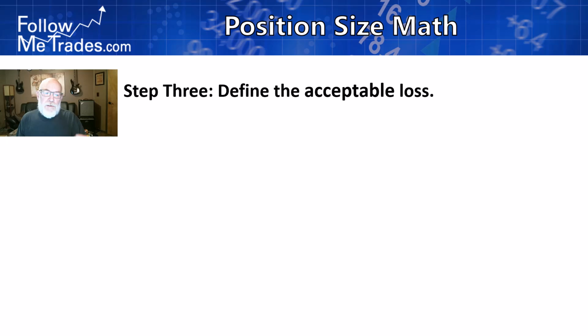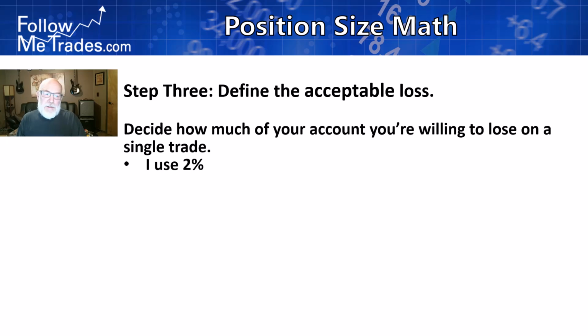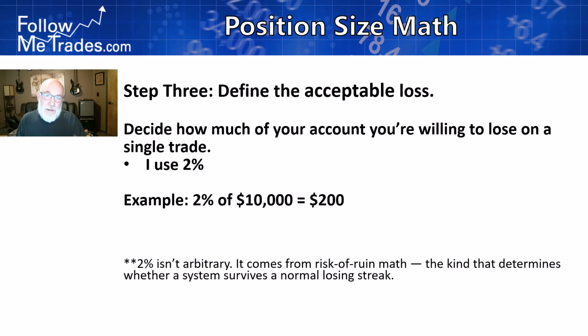Okay. Then you define your acceptable loss. You decide how much of your account, right? Not what percent of the trade, what percent of your account are you willing to lose on any given single trade? I use 2%. So an example, if you have a $10,000 account, 2% of that is $200. So you'd say, I'm not willing to lose more than $200 on any given trade. And 2% for me isn't arbitrary.